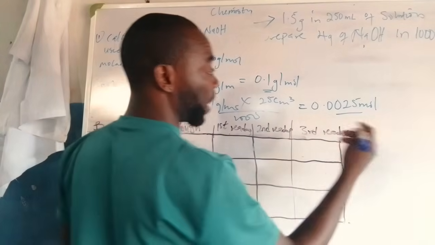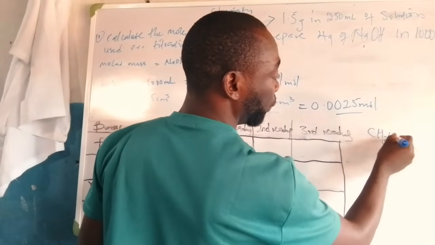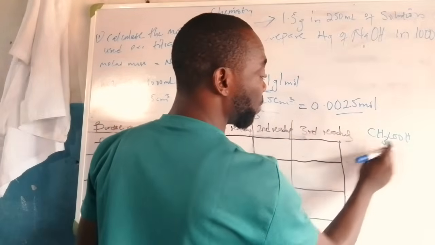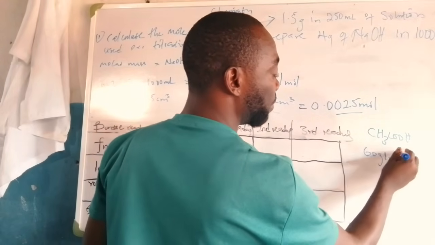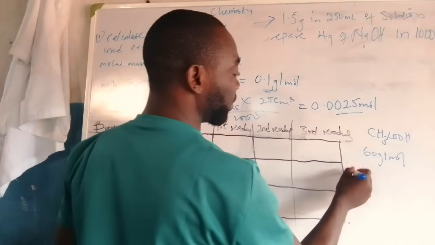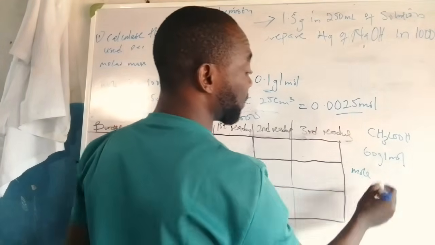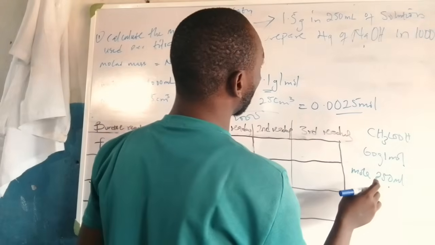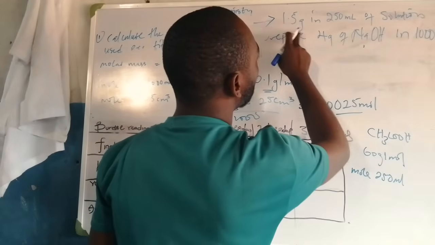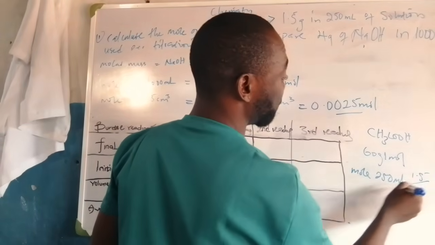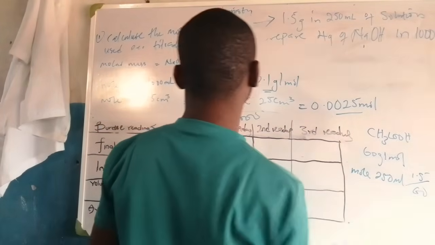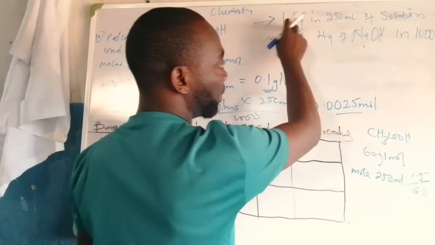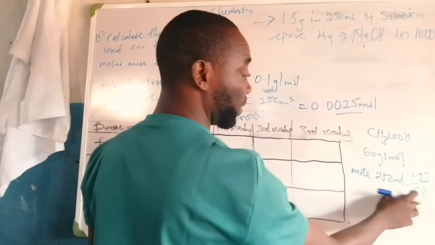Now the molar mass of acetic acid, which is CH3COOH, if you calculate all of them together, you have 60 grams per mole. Okay, now let's calculate mole in 250 milliliter of the solution. So on that we are going to have 1.5 divided by 60. Just the same thing we did here, we are still going to do it here.